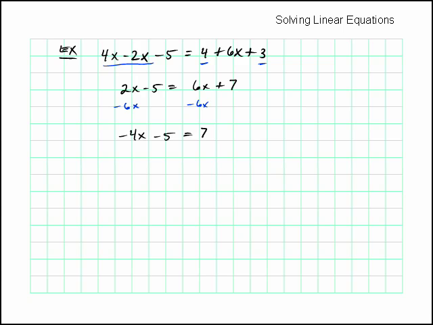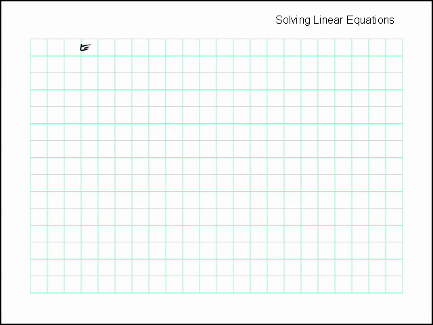So now I'm going to add 5 to both sides, like that, and get negative 4x equals 12. And then we're going to now finally divide both sides by negative 4. And we will get our solution. X equals 12 divided by negative 4 is a negative 3. And so there's our solution, negative 3. Now let me change the screen here. Let's try another one.